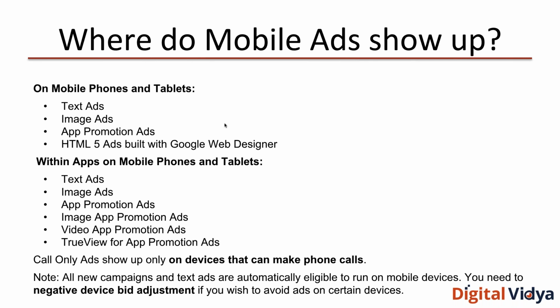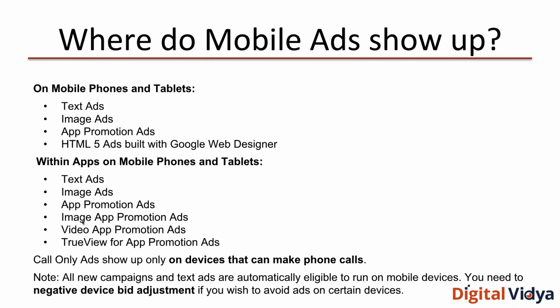Here we are looking at what kind of ad formats will show up on these spaces. The ad formats are text ads, image ads, app promotion ads, and HTML ads. These are shown on your mobile phones or tablets, meaning when you're on Google search on your mobile phone or tablet, when you're on your Play Store, when you're using the mobile browser, all these situations.